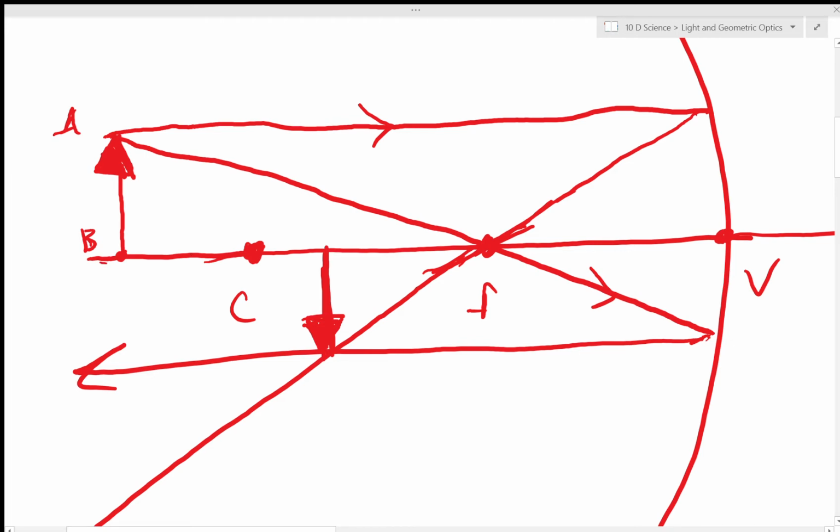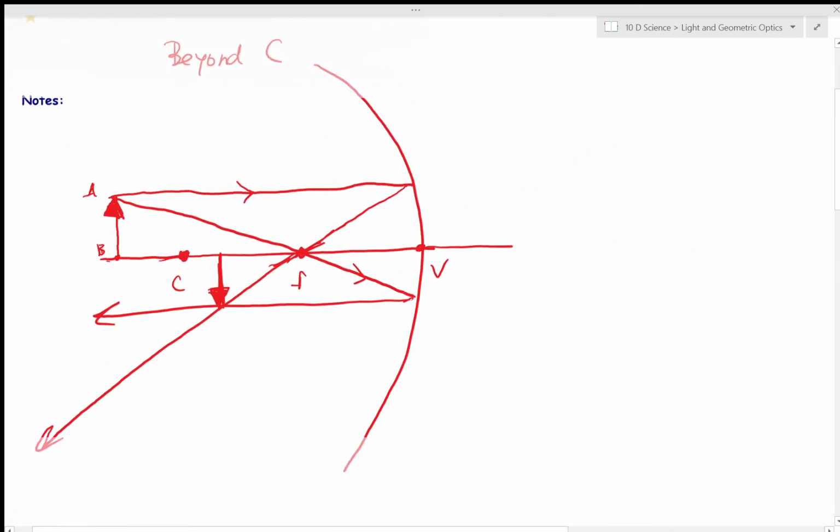That's the first one, and it bounces back at or through the focal point. And the second one would have gone in that same direction, through the focal point, hit the mirror, and bounced right back. So you actually have 4 lines, even though we've only drawn 2.